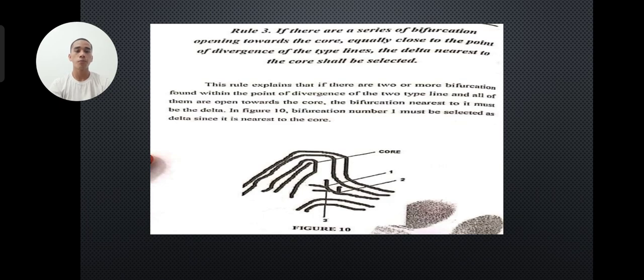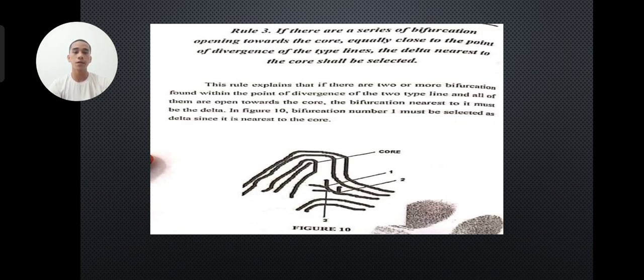Sa rule number 3, if there are a series of bifurcations opening towards the core equally close to the point of divergence of the type lines, the delta nearest to the core shall be selected. So in rule number 3, naay upat ka bifurcation. So sa upat ka bifurcation, ang ato ang pilion nga mahimong delta is ang katuang nearest sa bifurcation didto sa core. So therefore, ang bifurcation number 2 ang pinakaduol sa delta. So mao ang ato ang pilion nga bifurcation.